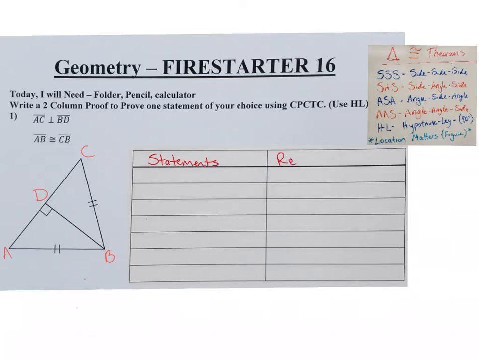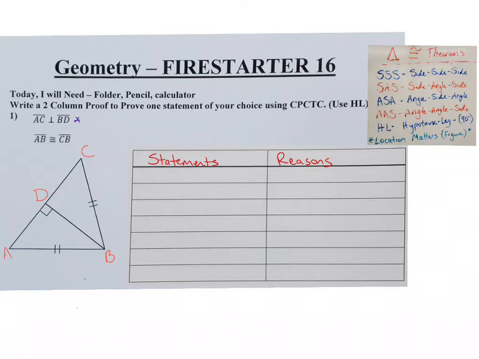Now remember, the reason we're doing proofs is because we're trying to figure out how to use logic and reasoning. We're trying to figure out how to use a little bit of common sense almost, but with math involved, which makes things a little bit more difficult. So now the next thing I'm going to do is look and find out, what do I have given? Remember, we always start with given.